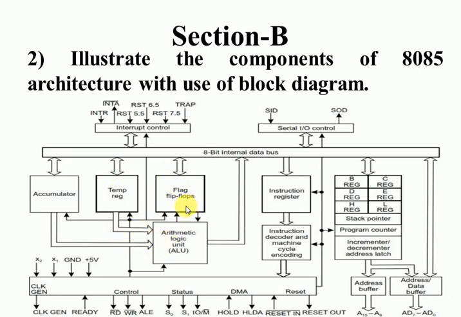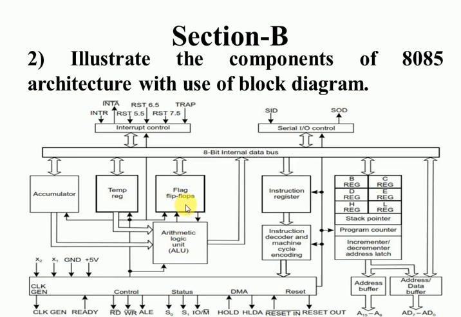Now what is the flag register? It contains 5 types of flags. The first one is the carry flag. The carry flag will be set, meaning its value will be 1, when a carry is generated after performing an arithmetic logic operation. The second flag is the zero flag.